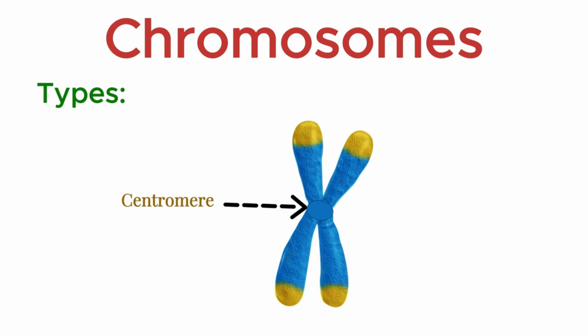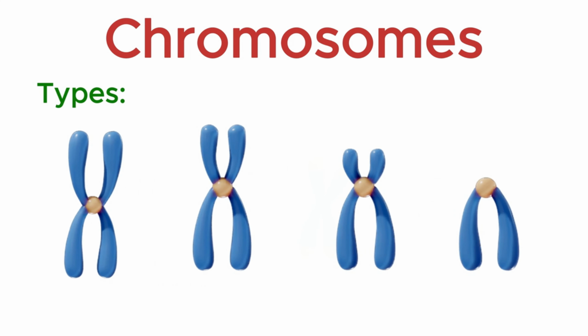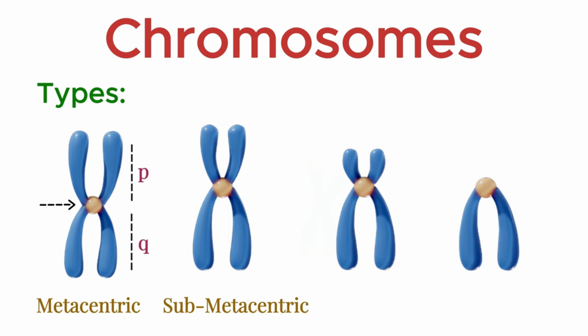Now, based on the position of the centromere, chromosomes are divided into 4 types. First, we have the metacentric chromosome. In this type, the centromere is located exactly in the middle, resulting in 2 arms of equal length. The P arm and the Q arm are almost the same size. Next is the submetacentric chromosome. Here, the centromere is slightly off-center, creating 1 short arm, P arm, and 1 longer arm, Q arm.